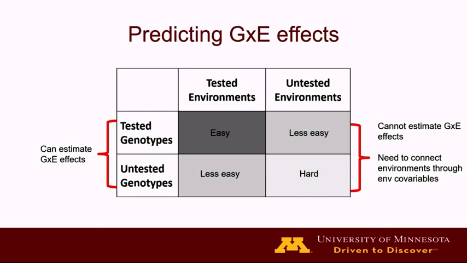We don't really ever observe the perfect target population of environments that we want to breed for. We can only breed based on what we've observed in the past, which may or may not resemble what we ultimately want in the future. So that's a hard problem. When we have tested environments here, we can estimate G-BLUP effects. But when we don't have tested environments, we can't calculate a G-BLUP effect. The only way we can do this, basically, is to connect the environments through environmental covariables, weather variables, soil variables, that type of stuff, to tell us the similarity between our tested environments and our untested environments. How similar are they?